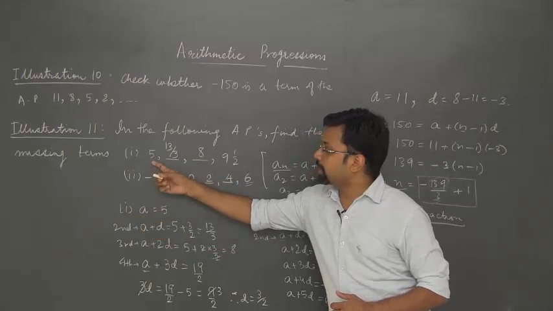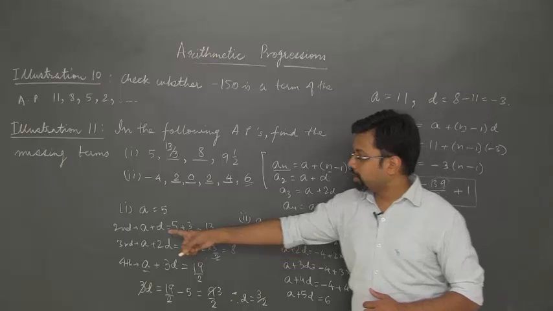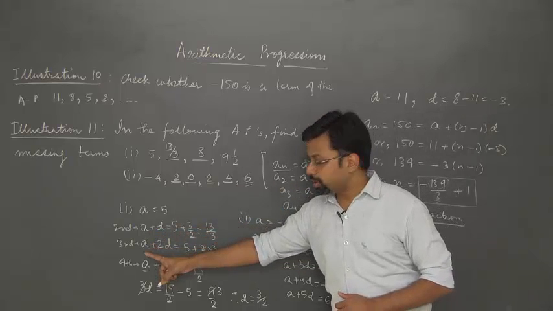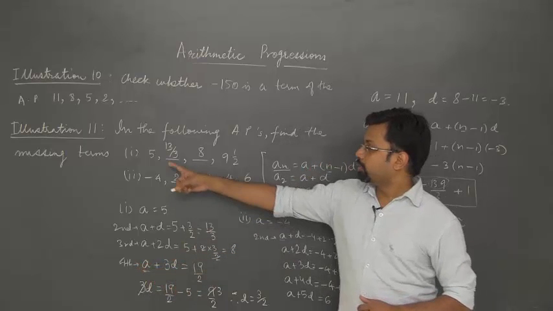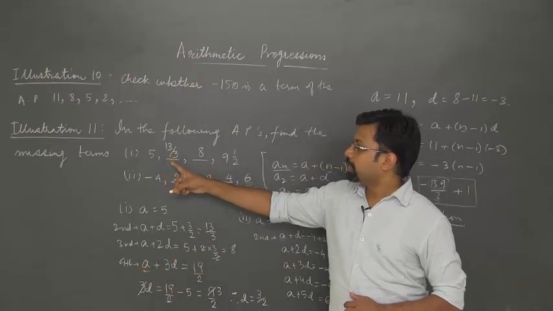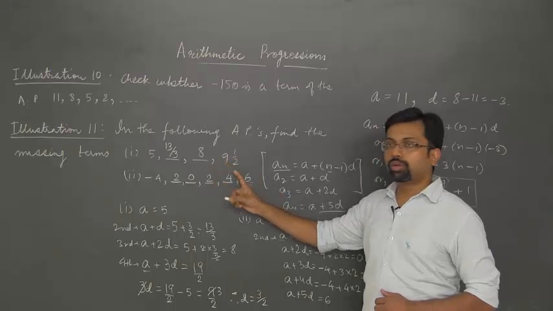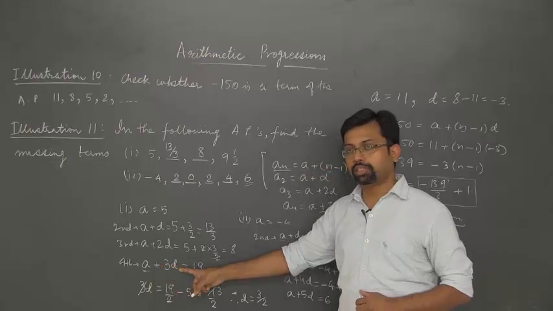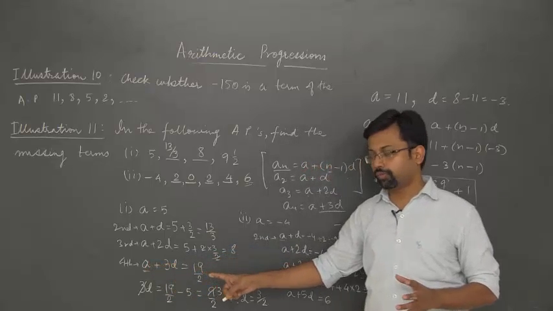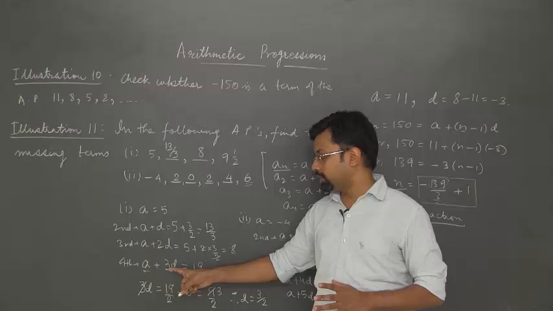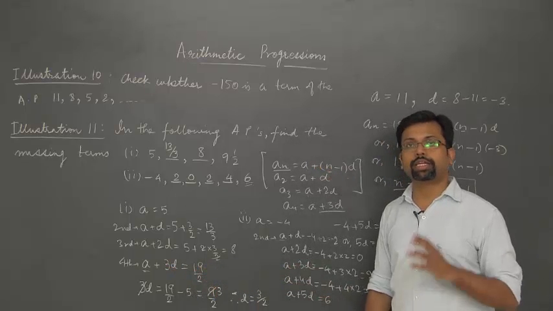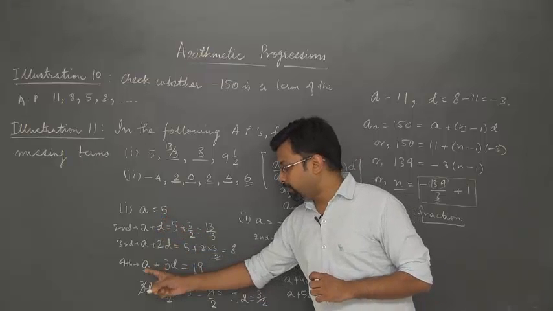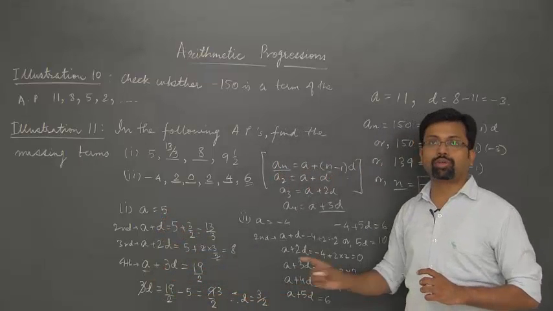Now we write these. The first term is a, which is equal to 5. The second term will be a plus d. The third will be a plus 2d, and the fourth will be a plus 3d. Now it is given here that the fourth term is 19 by 2. So the fourth term will be a plus 3d in terms of the first term and the common difference. We can write it as a plus 3d, and this is given to be equal to 19 by 2. Now when we know that a is equal to 5, we simplify to obtain d as 3 by 2.